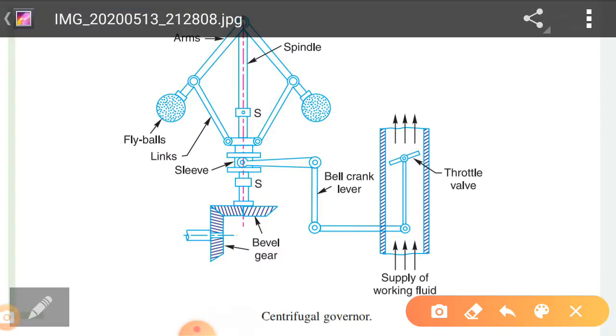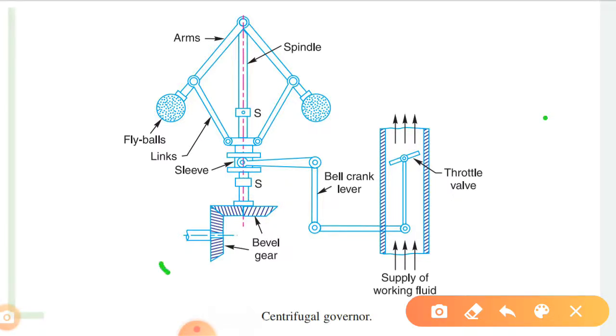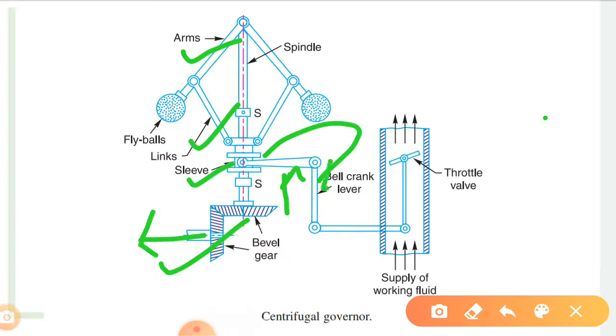Okay, as you can see in this sketch, the governor consists of a bevel gear with two shafts. This shaft is connected to the engine, and this vertical shaft is connected to the spindle. On the spindle there is a sleeve. Links are connected to arms with fly balls, and this sleeve is connected to this bell crank lever, and this is the throttle valve.